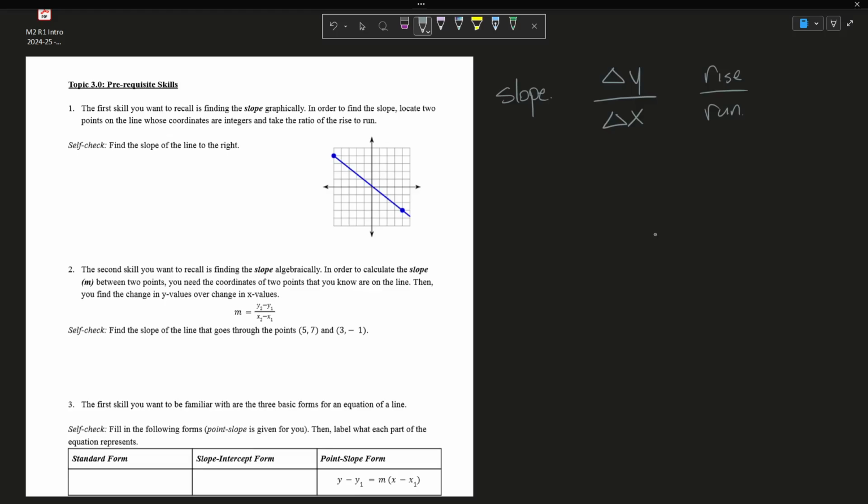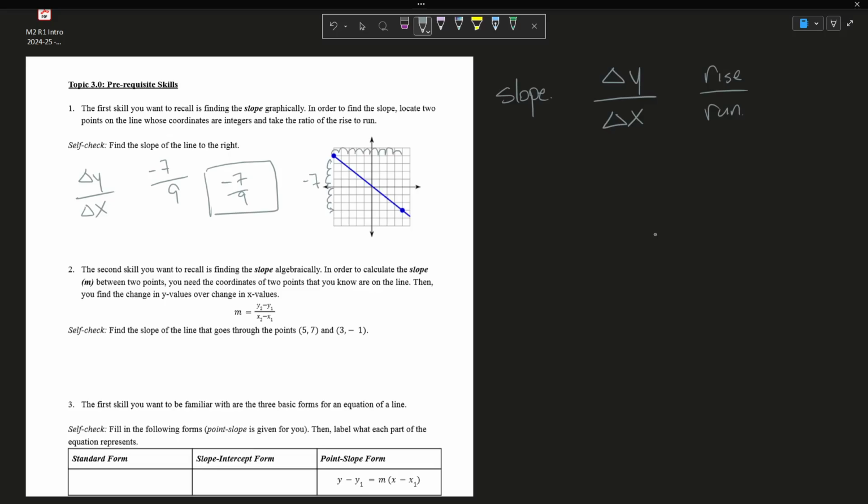So we look at our change in y over our change in x. Our y goes 1, 2, 3, 4, 5, 6, 7. So that's minus 7. So you have minus 7 over 1, 2, 3, 4, 5, 6, 7, 8, 9. So negative 7 over 9. That is my slope.